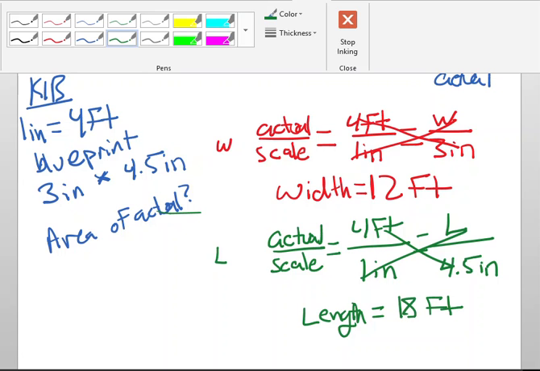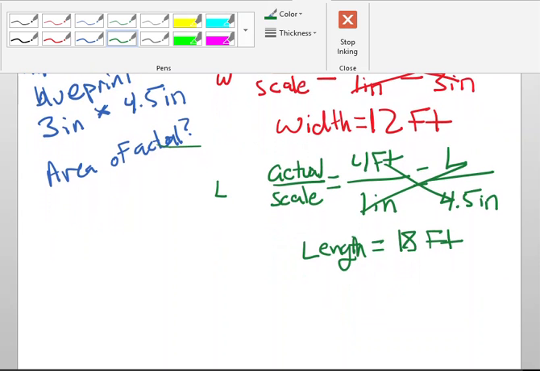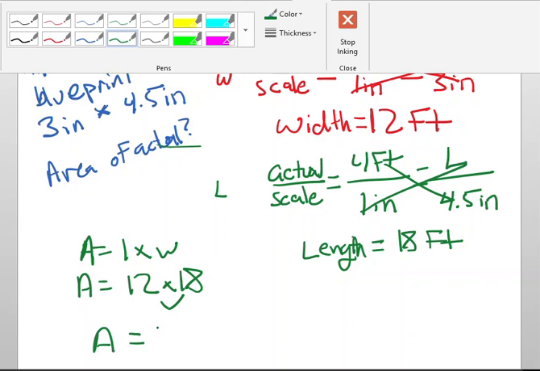Okay, so now I have what I need to find my actual size. So area is equal to length times width. We know that. So area is equal to 12 times 18, which means that the area here, 18 times 12, is 216. So I have an area of 216 feet, and it's an area, so it's squared. Okay? So that's our exit ticket.